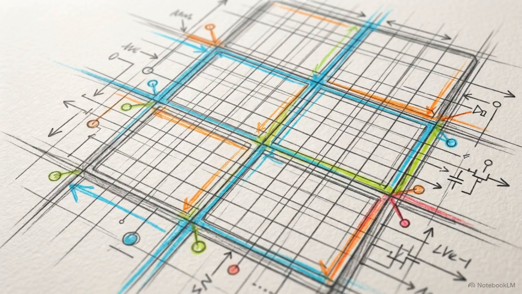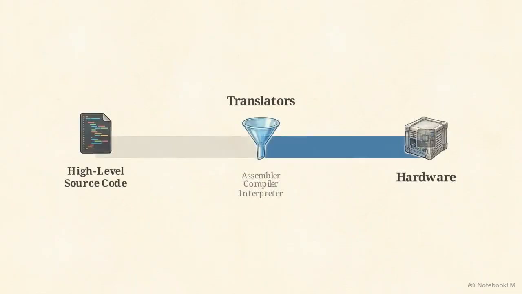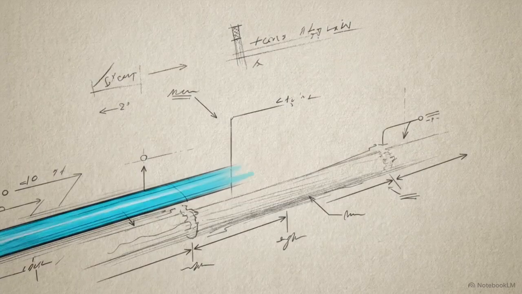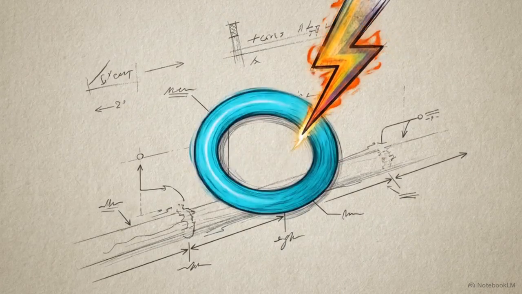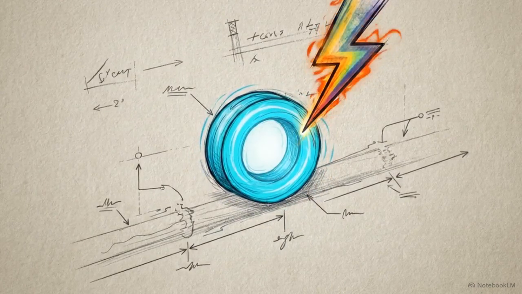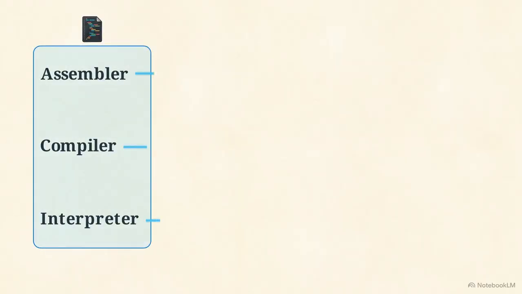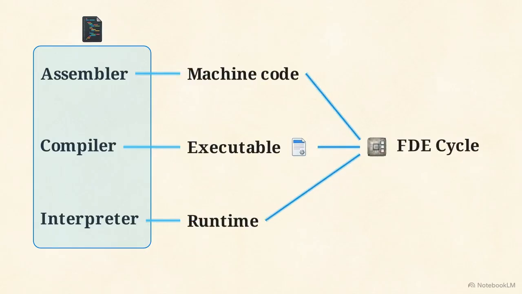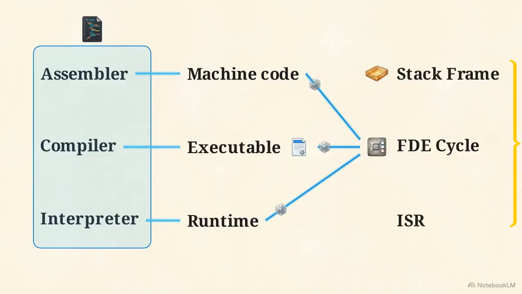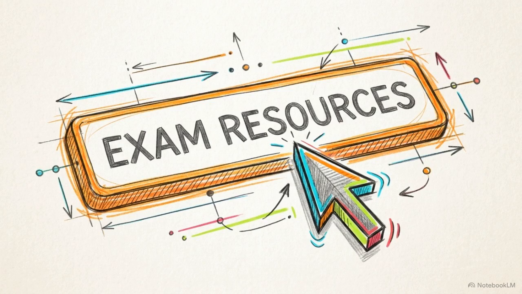A processor is a highly constrained machine. Translators, whether assemblers, compilers, or interpreters, provide the mandatory bridge to convert human logic into the pure binary the hardware demands. Once that binary is in motion, the interrupt control system provides the flexibility required to break linear execution and react to a chaotic real-world environment. This matrix maps the complete execution environment. Source code feeds into translators, generating the required machine code outputs, which then enter the strict execution cycle, governed by stack frames and ISRs.